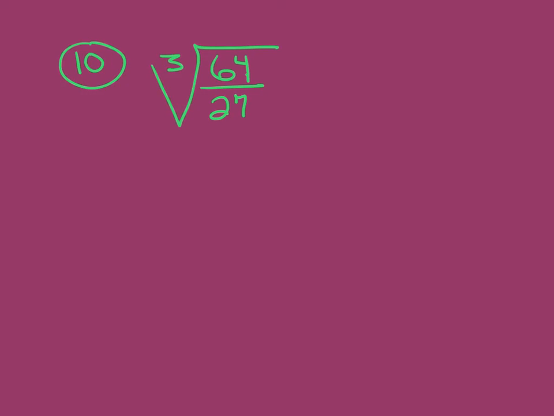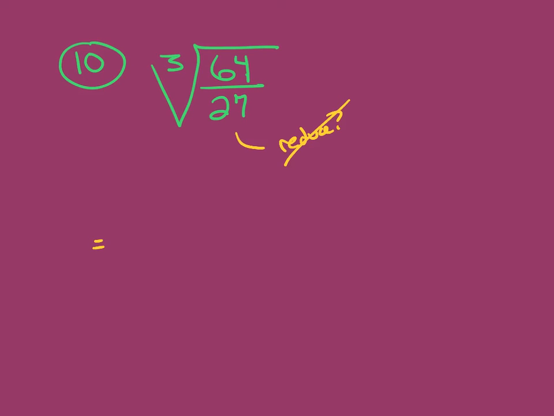Number 10, cube root of 64 over 27. Again, if you've got a fraction underneath some sort of radical, you'll want to reduce if you can. 64 and 27, though, you might run through the numbers. 64 is even, so 2 goes in, but 27 is not even, so 2 doesn't go into that. Not a whole lot of things that go into 27. 9 goes into 27, but it doesn't go into 64. 3 goes into 27, but it doesn't go into 64. So not able to reduce on this one.